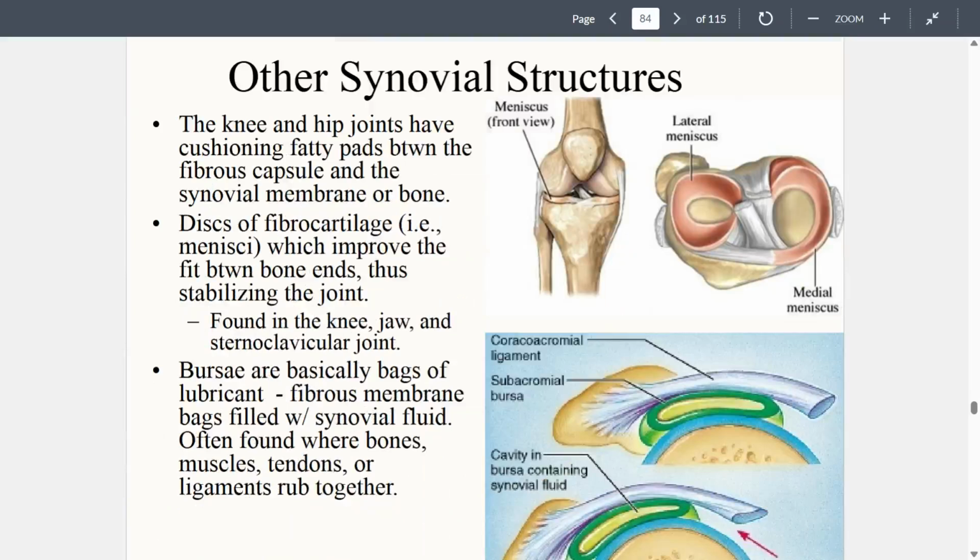But that being said, there are other structures that are going to work to cushion things. For instance, the knee and the hip are going to have what are called menisci. Menisci are cushions of cartilage, and they're nice and fatty and help prevent the bones from knocking into each other.